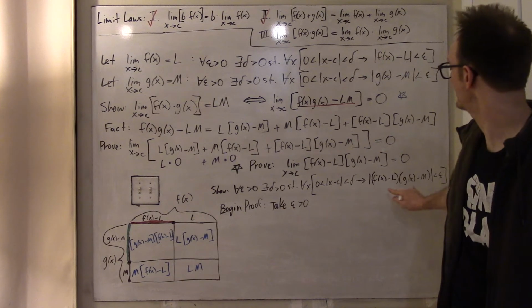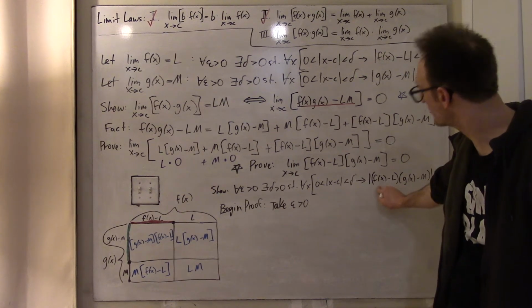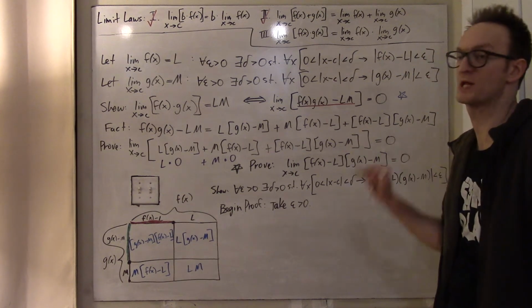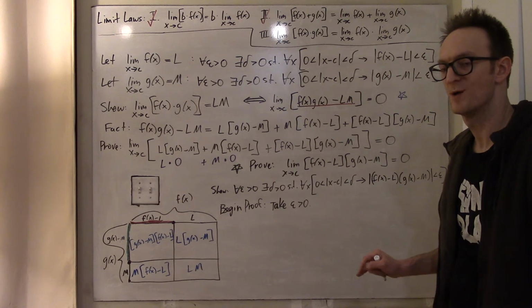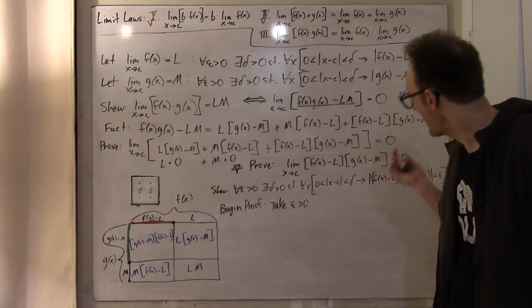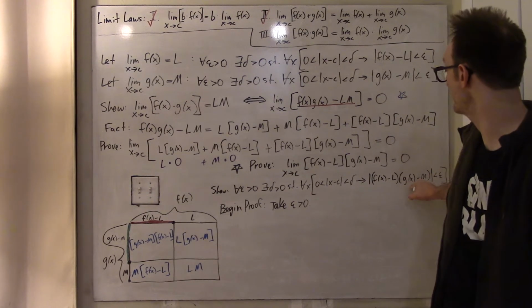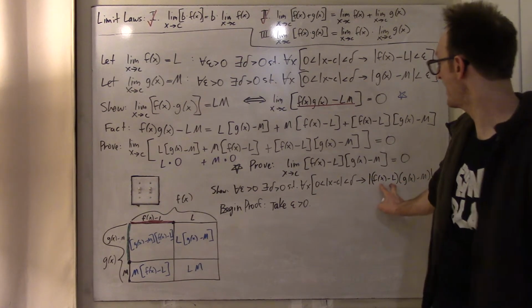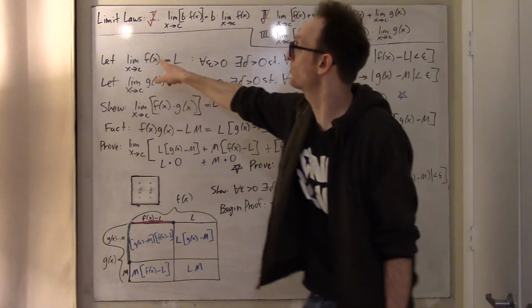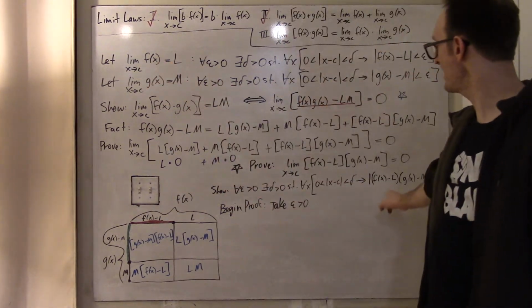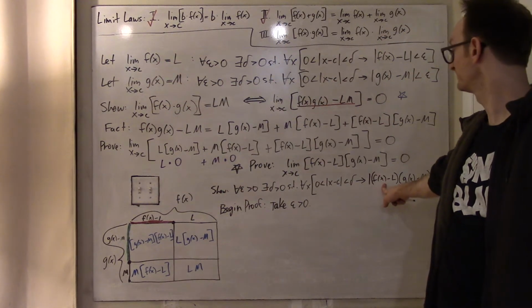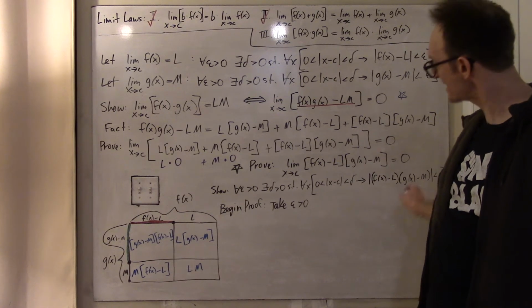How can I make this product less than epsilon? Well, one way to make this product less than epsilon is if each of these were less than the square root of epsilon. But of course, I can easily make each of these less than the square root of epsilon because the very fact that the limit as x approaches c of f is L means I can make f of x minus L as small as I want. And I can make g of x minus m as small as I want.